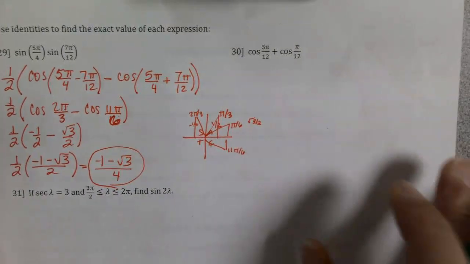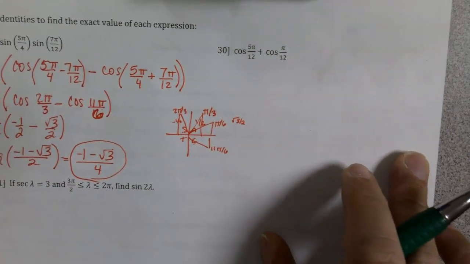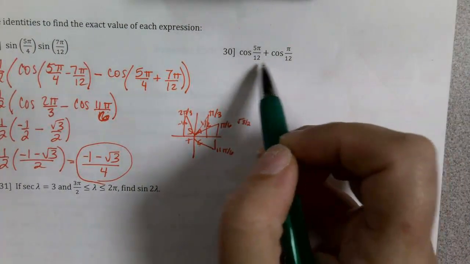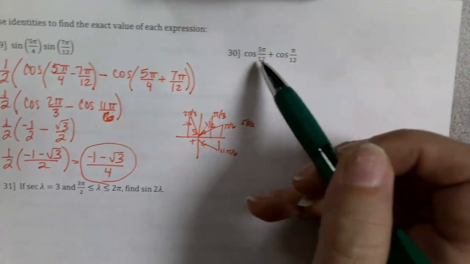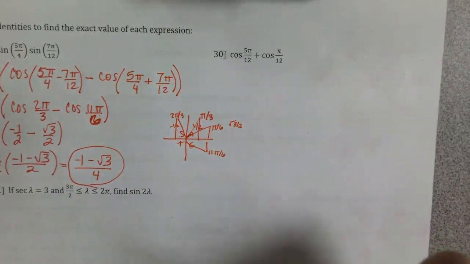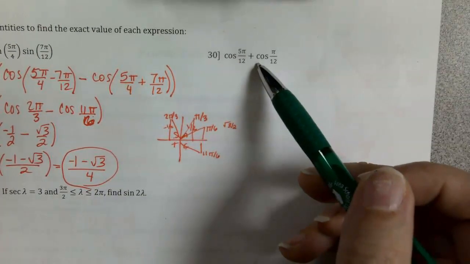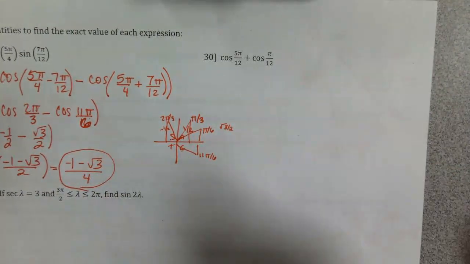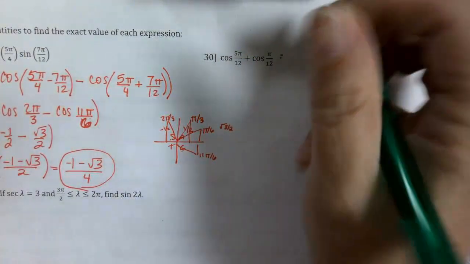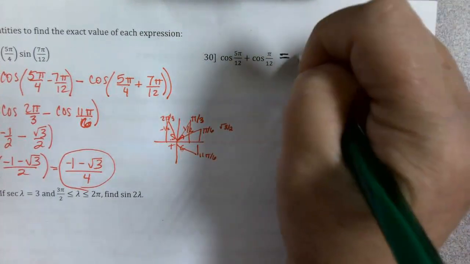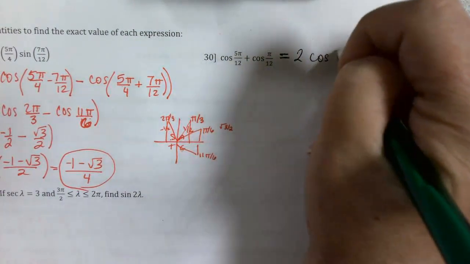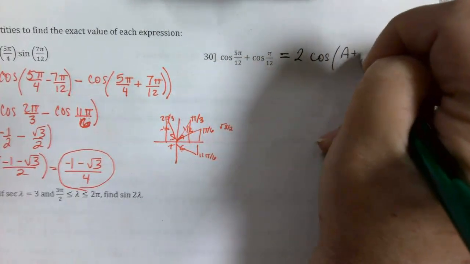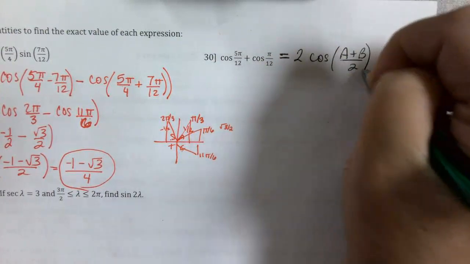So let's look at number 30. This time we have a sum of two cosines, and neither of these is a special angle on the unit circle. So we're going to use a sum to product identity for cosine plus cosine. And that identity is 2 cosine, and we add the angles and divide by 2.